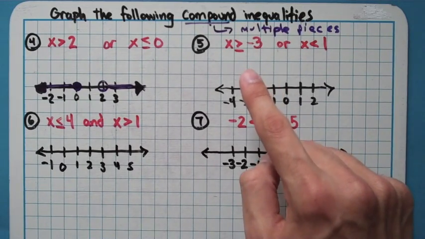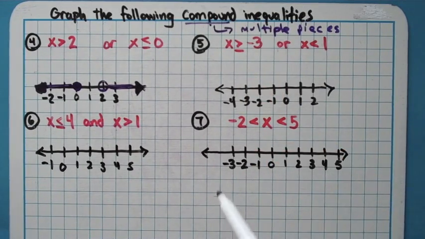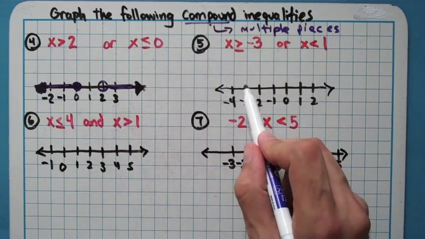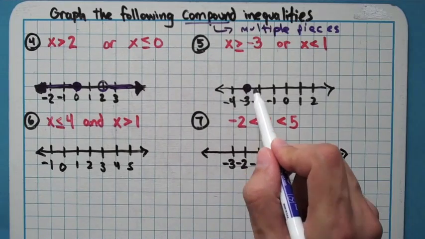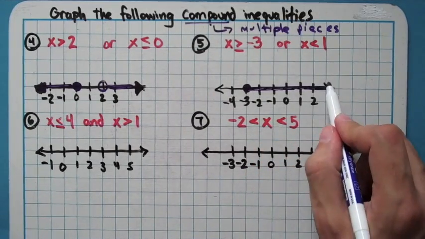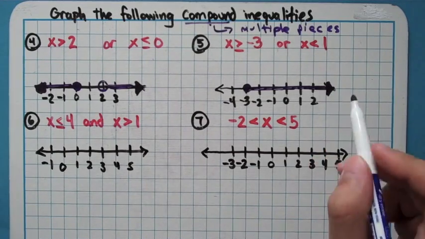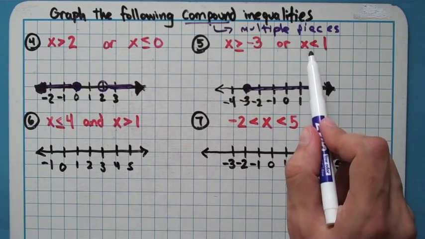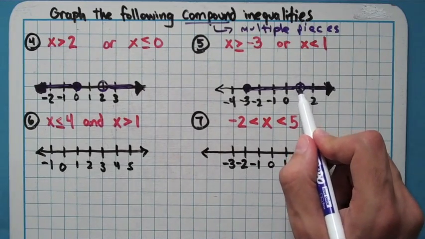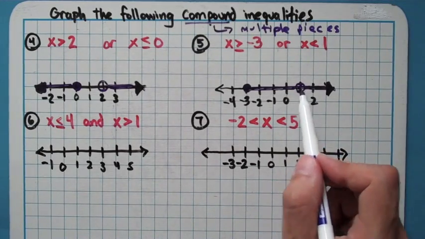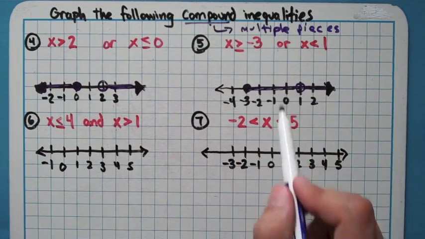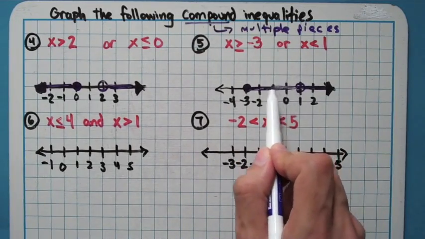For my next problem over here, I have x is greater than or equal to -3. So greater than or equal to -3 would be right here. Greater means I'm going to shade to the right. So this all gets shaded right here. Or x is less than 1. Well, here's 1. I could technically put an open circle here, but because it's already shaded, it's already been covered. I don't even need that open circle because it's already been shaded by this guy. And we're going to shade to the left.